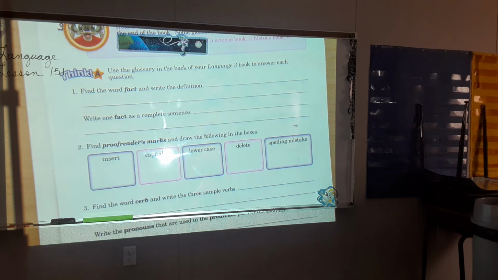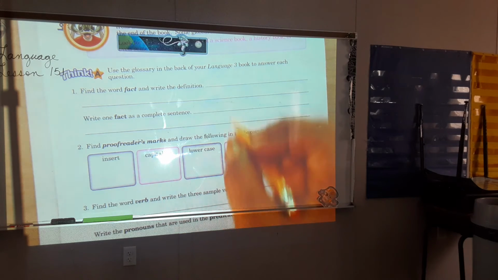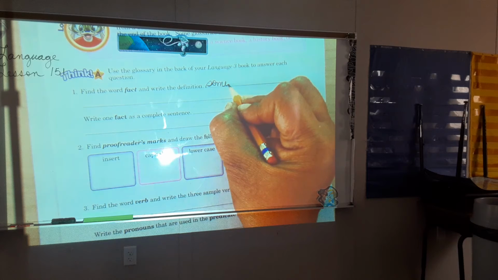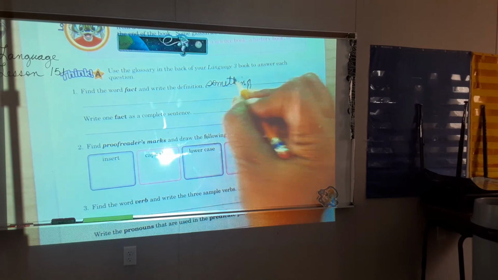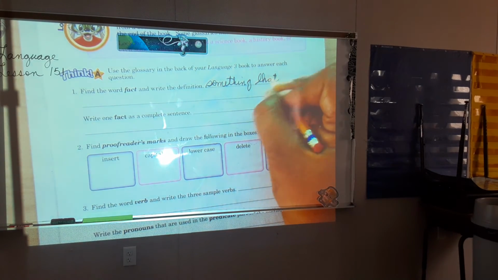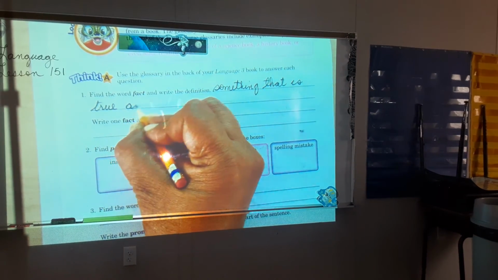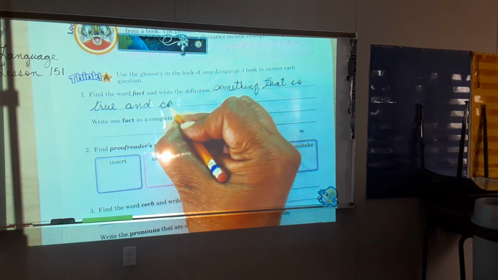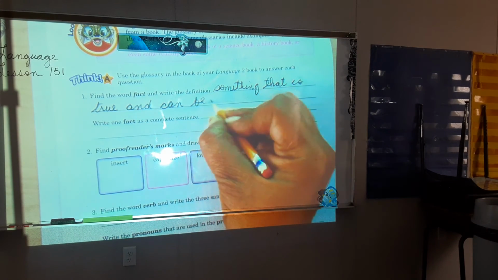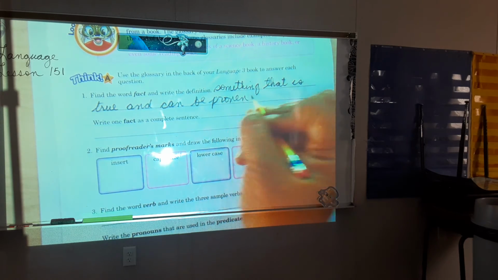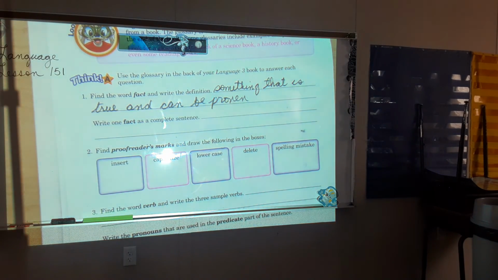So, find the word fact and write the definition. What is the definition? Something that is true and can be proven. Write one fact as a complete sentence, and we could use the same sentence that the book gave us.